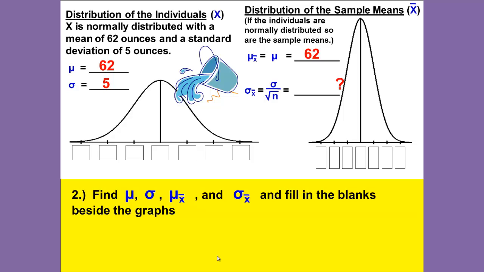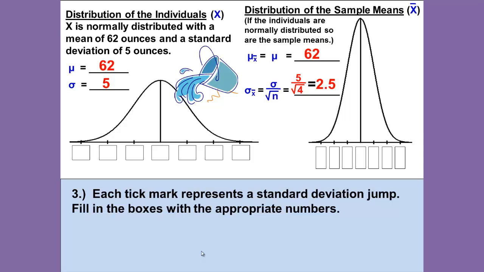And we know that our standard error of the mean, or the standard deviation of the sample mean, is equal to the standard deviation of the population divided by the square root of n. It is 4 because our sample sizes are of size 4. That would be 5 divided by the square root of 4. The square root of 4 is 2, so that's 5 divided by 2, which is 2.5.